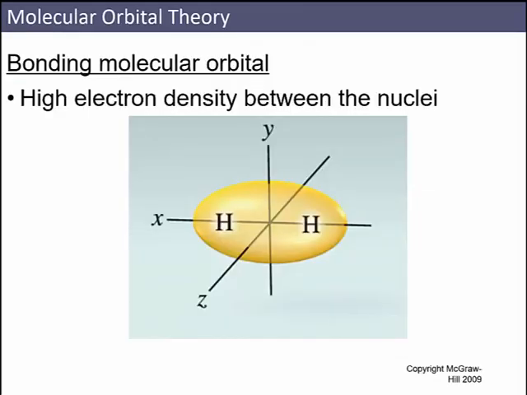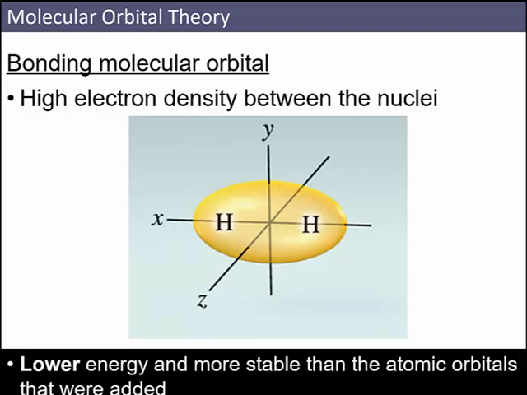When we look at that constructive interference, we've got high electron density happening between the two nuclei. Lower energy and more stable than the atomic orbitals that were added together to make them. So if we looked at an energy diagram, we would have our hydrogen's s orbital from this guy, and then here's the other hydrogen. He'd come in with his s orbital, and we would end up with a sigma orbital that would be lower in energy. And sometimes you see a little dashed line indicating where these guys are coming from.